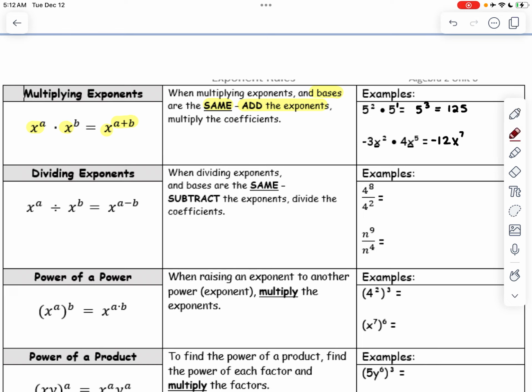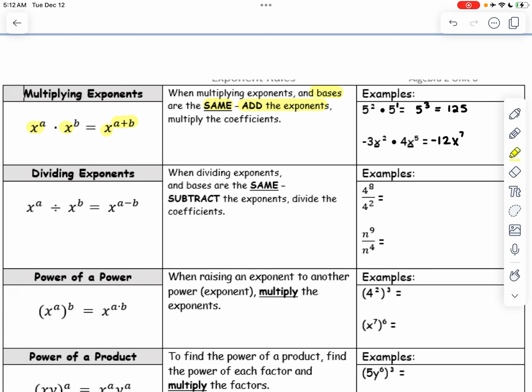Okay, dividing exponents. Sometimes this might even look more like this, like if you had x to the a over x to the b. In this case, when you have like bases and you're dividing, you would subtract those powers. So x to the a minus b. And then if there were coefficients in front of x, then you would divide the numerical coefficients. Again, take a moment, try both examples, pause the video, and then we'll go over them.